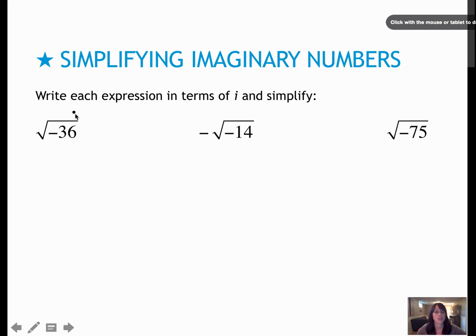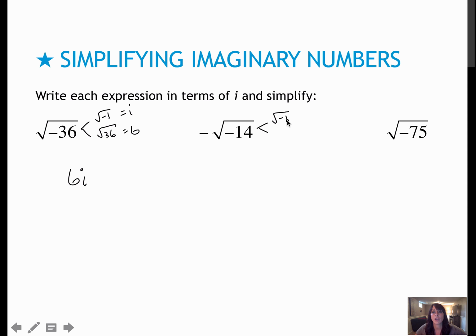For the first, I've got the square root of -36. Again, I would just break that into 2 parts, -1 and 36, which would of course give me 6i. Over here, I've got the negative on the outside, which I'll ignore completely at first. Looking at 14, I'm breaking it into -1. 14 would break down into 2 and 7, though neither are perfect squares. So I'm going to leave that on the inside, which leaves me with my negative and my i, and the 14 is still on the inside.